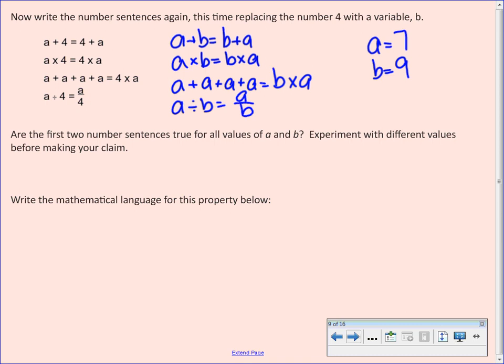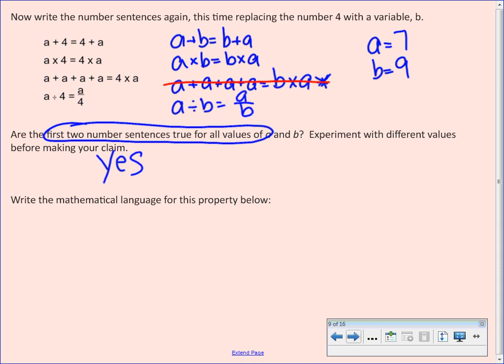Are the first two sentences always true? Well, here's the thing. Let's read the next question. Are the first two sentences always true for all values of A and B? Yes, the first two are always going to work. Will this one always work? No, that one's not always going to work. The last one will, because it's A divided by B, it's A divided by B.